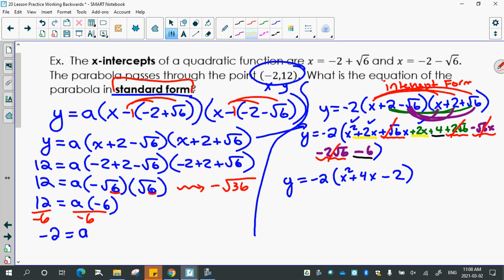And then finally, your last step is to distribute the negative 2 through. So y equals negative 2x squared minus 8x plus 4. Okay, what I want to show you on the Desmos is that this graph and this graph lie right on top of each other. So you can see that they actually are the same. Obviously, this looks way easier. So in order to do that, I'm going to take a picture of it and then type it in.